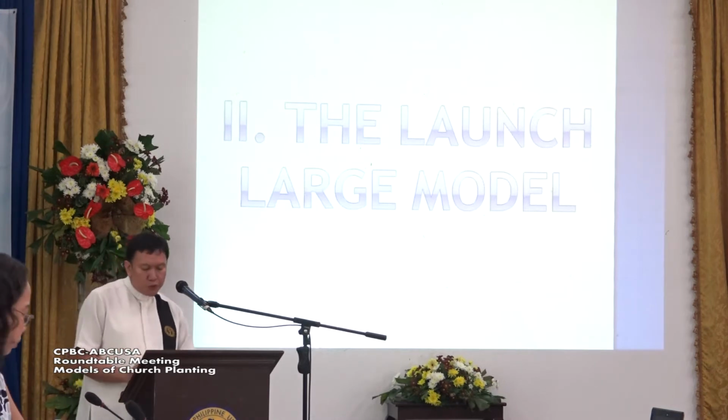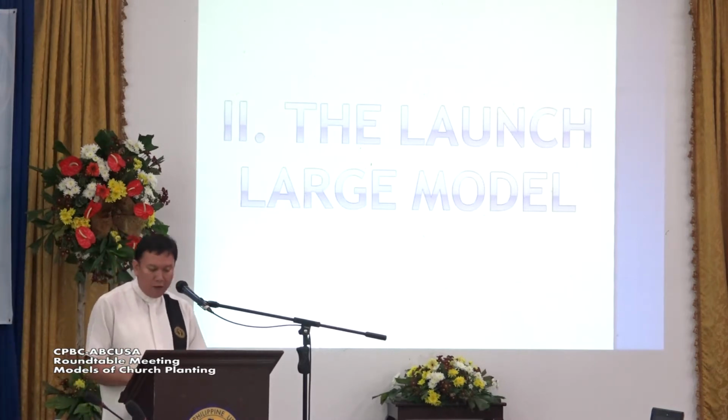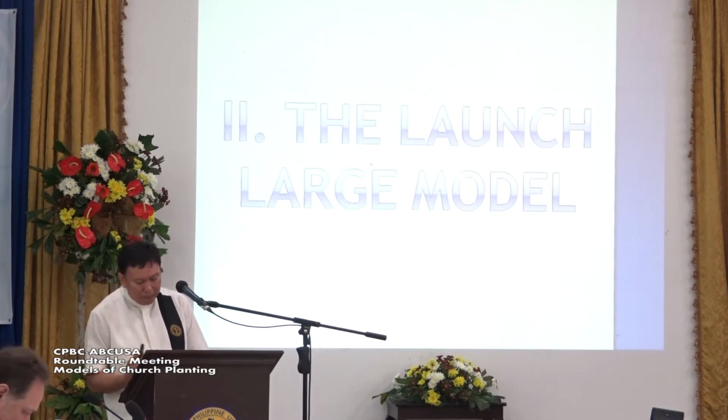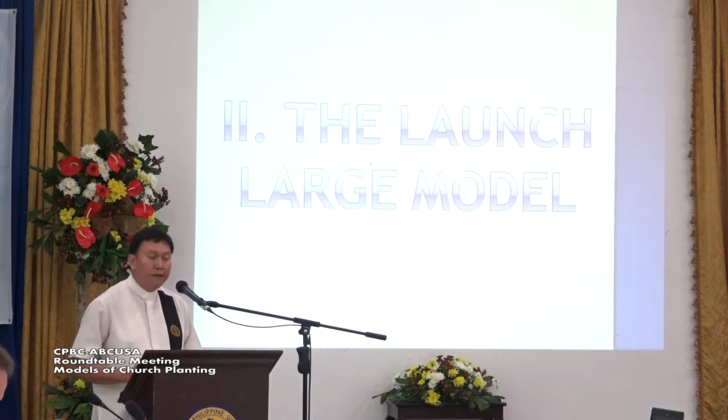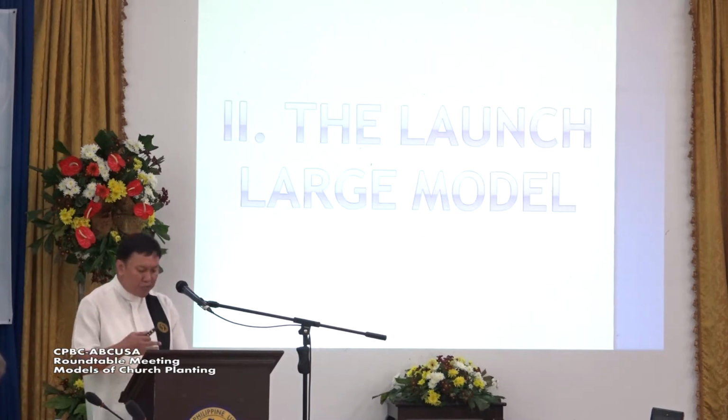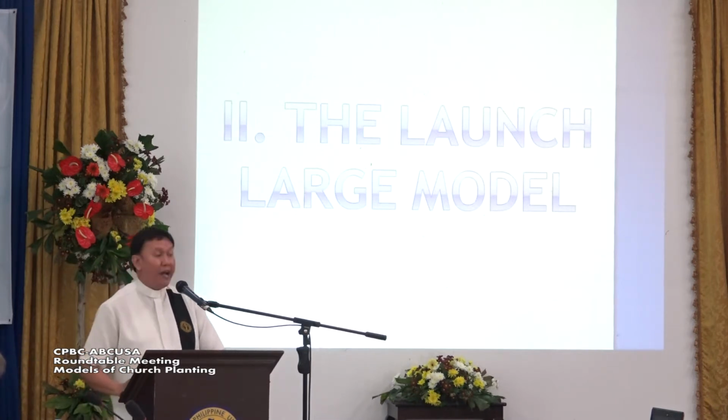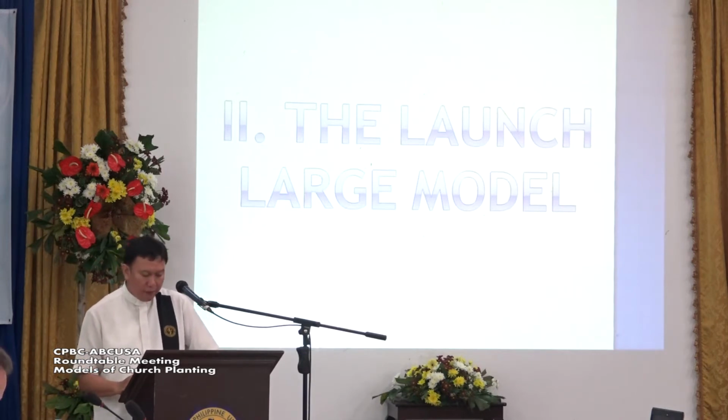I skipped two. In the launch model, where did the launch model originate? But it's in the paper. Why the launch big model is popular is there in the paper. I present the upside and the downside of the launch model.